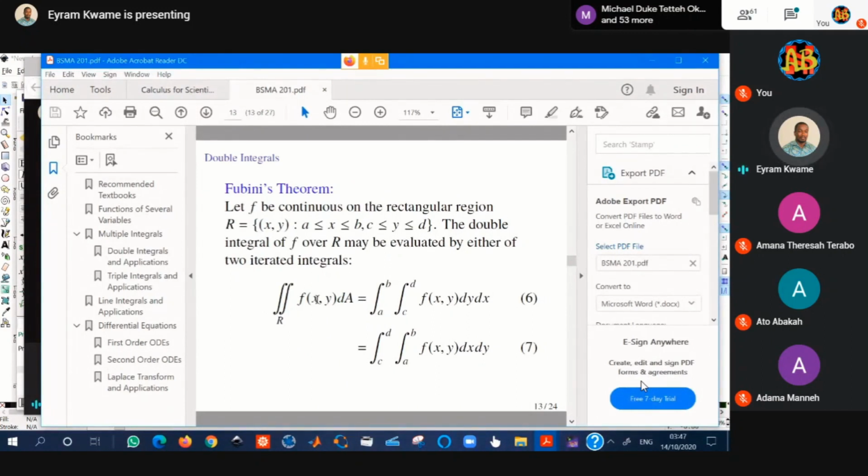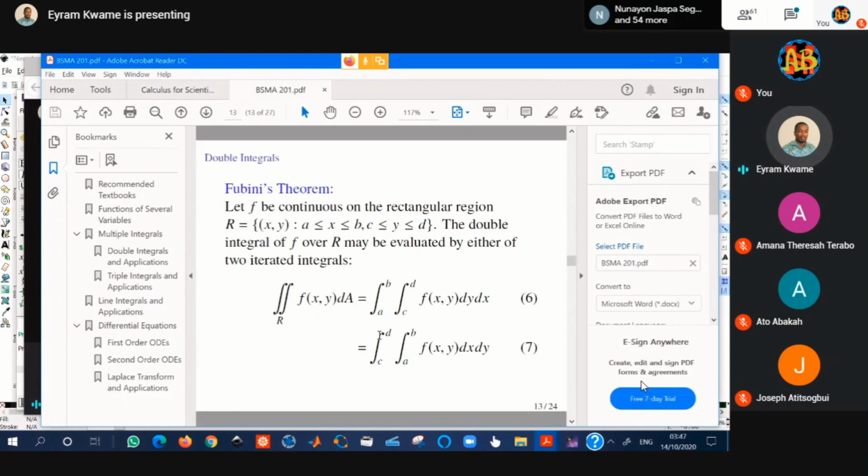So when you are integrating the same function, you can do dy dx, or you can do dx dy. You get the same result. It doesn't make any difference which order you use, you get the same results. However, it is important for you to know that sometimes, depending on the nature of the function, it may be easier for you to integrate with y first or with x first.